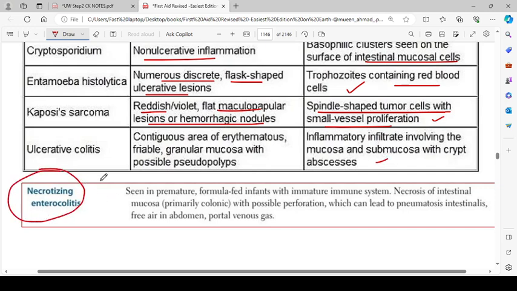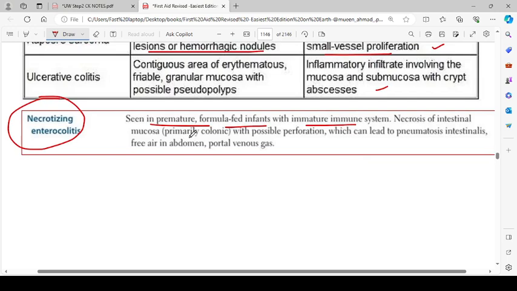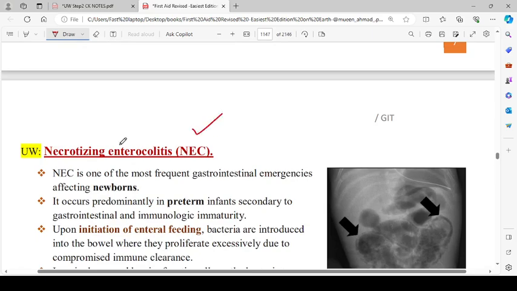What is necrotizing enterocolitis? It is a pediatric problem. It is seen in premature formula-fed infants with an immature immune system. Necrosis of intestinal mucosa, primarily colonic, with possible perforation, which can lead to pneumatosis intestinalis, free air in the abdomen, and portal venous gas. Then the necrotizing enterocolitis explanation.